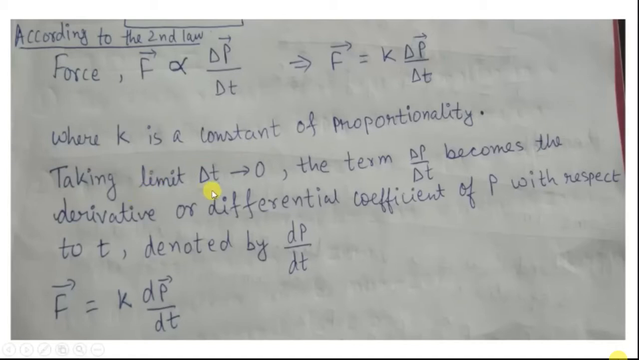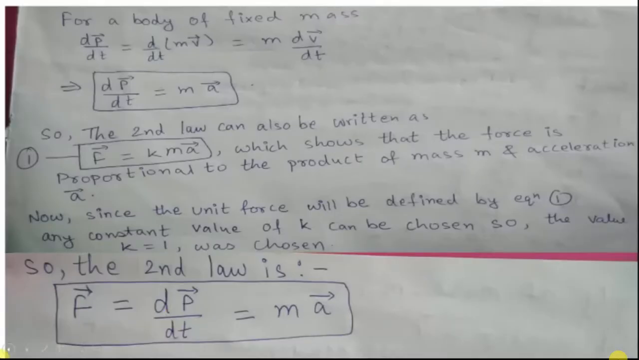Taking the limit delta t tends to 0, the term delta p by delta t becomes the derivative or differential coefficient of p with respect to t, denoted by dp by dt. So F equal to k dp by dt is the new equation. For a body of fixed mass, the rate of change in momentum is d by dt of mv, where since m is constant, dp by dt equal to m dv by dt. So dp by dt equal to m into a.